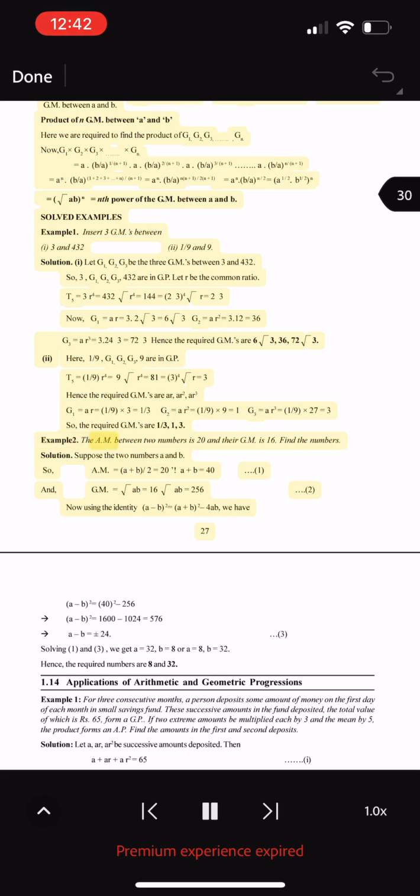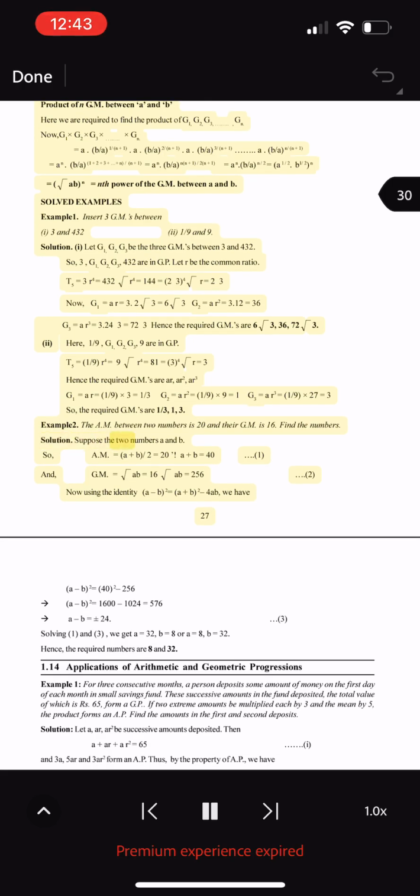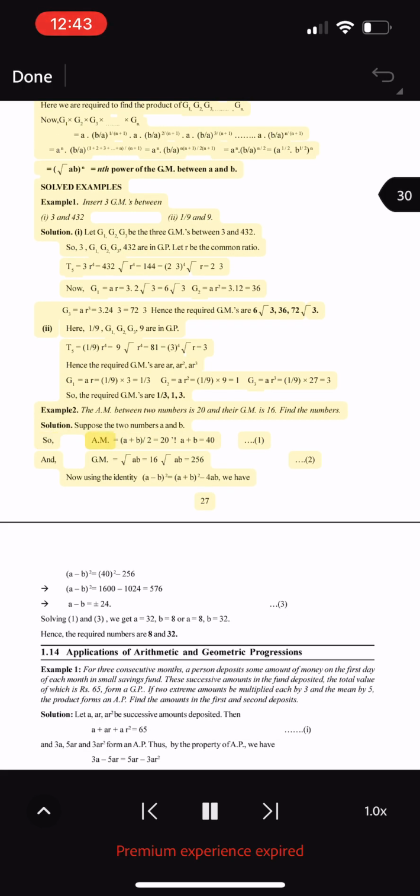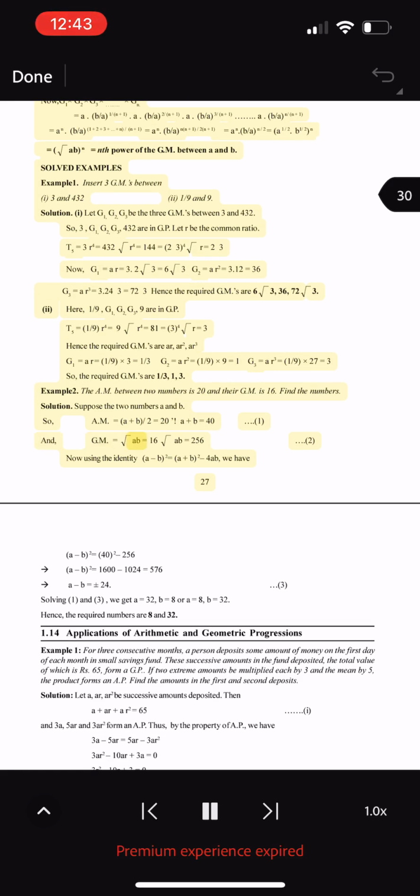Example 2. The AM between two numbers is 20 and their GM is 16. Find the numbers. Solution. Suppose the two numbers are A and B. So AM equals (A plus B)/2 equals 20, A plus B equals 40, equation 1, and GM equals root AB equals 16, AB equals 256, equation 2.